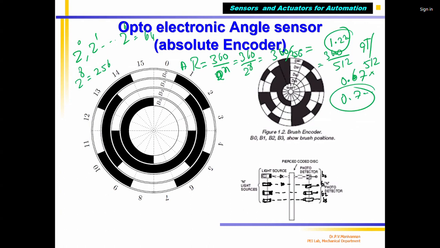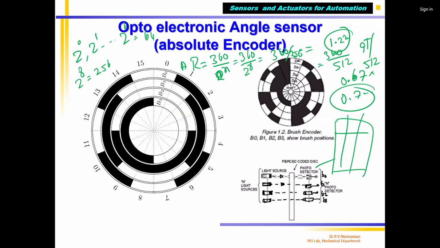What is the advantage? Even if power goes and comes back, the binary data is automatically available. So this is the advantage compared to incremental. How many degrees moved can be measured again when power comes. The counter will not reset. The sensor directly produces how many degrees the shaft has rotated as a binary number. That is the advantage.